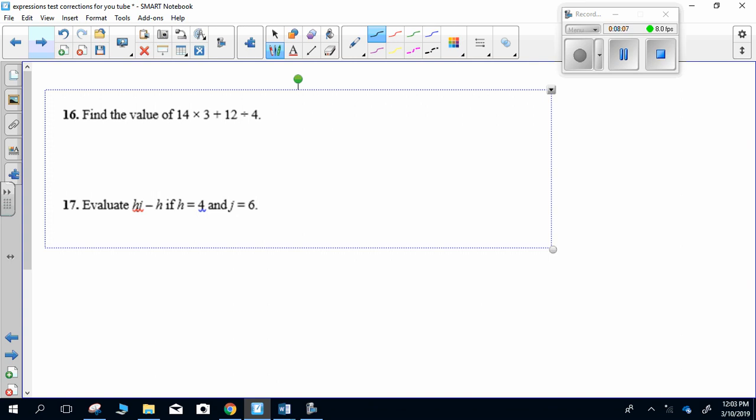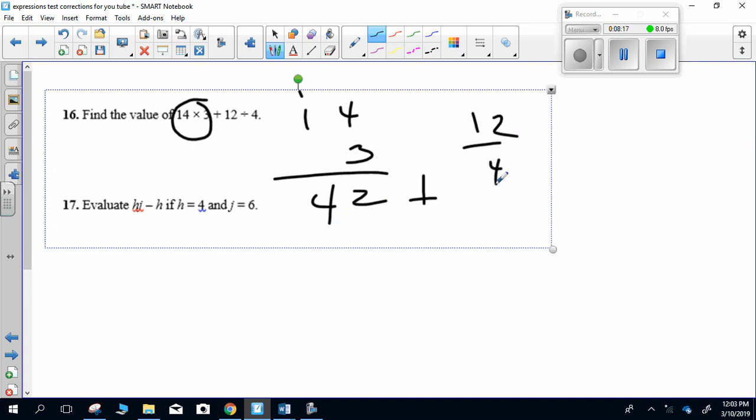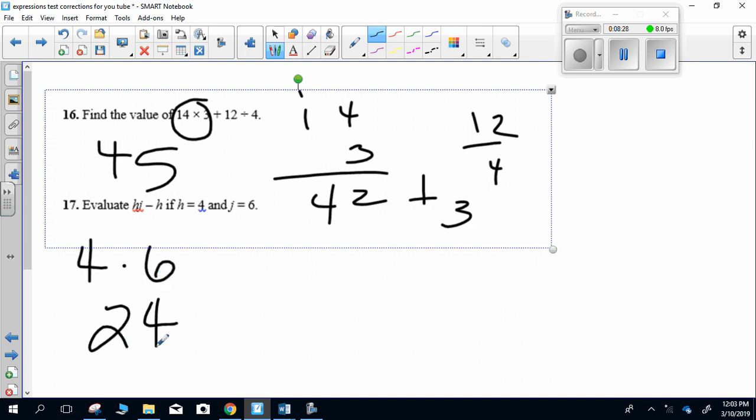Next one. First thing you're going to do is to multiply. 14 times 3 is 42. Plus 12 divided by 4, which is 3. The answer is 45. Next one says hj. If h is 4 and j is 6, hj means 4 times 6, or 24, minus 4, which is 20.